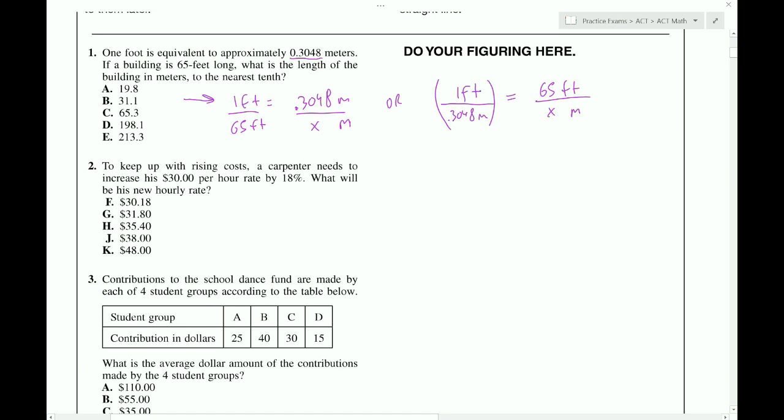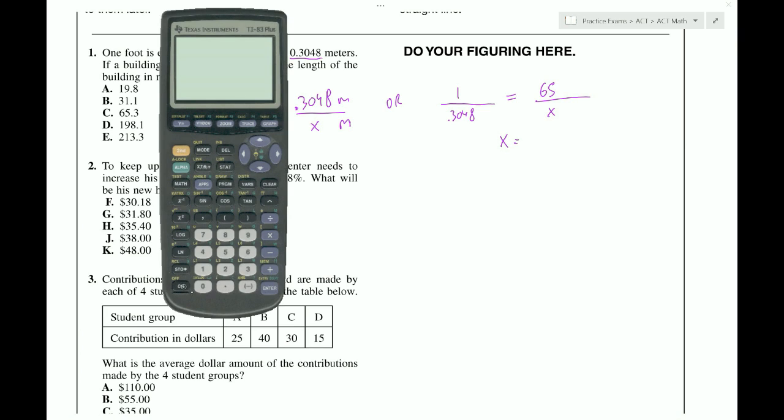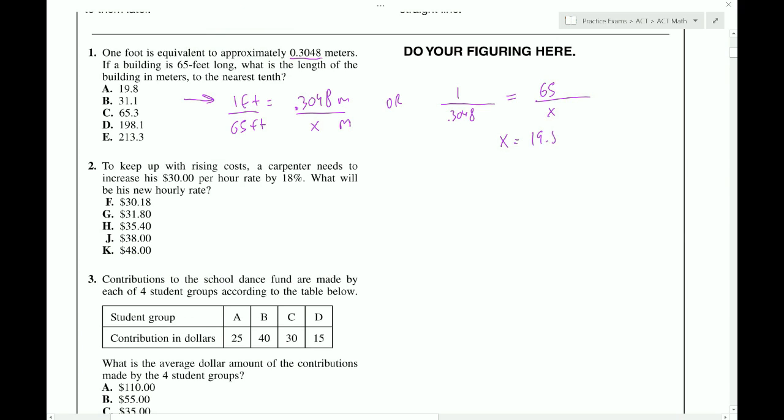Once you have this set up, you can actually erase the units, right? We don't need them anymore. And then we get 1 times x is x, and 65 times 3, let's grab the calculator for that. So 65 times 0.3048, that gives us 19.812. All right. So that's going to be the answer for the first one, choice A.